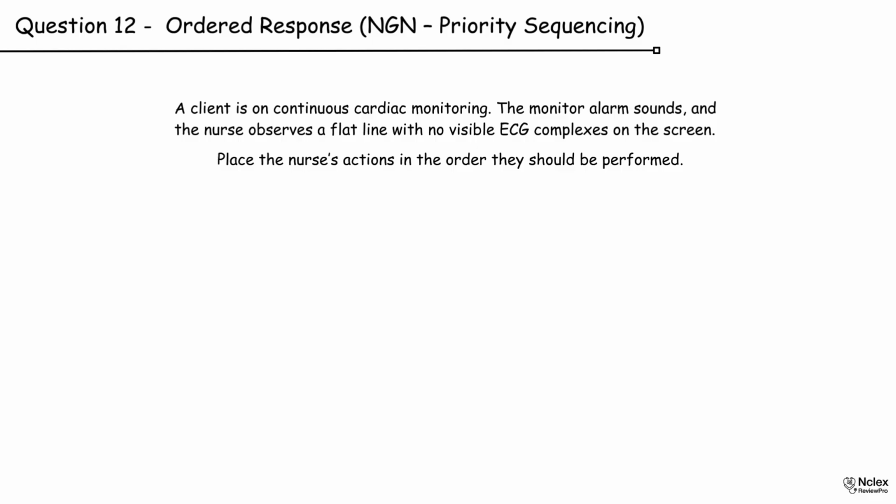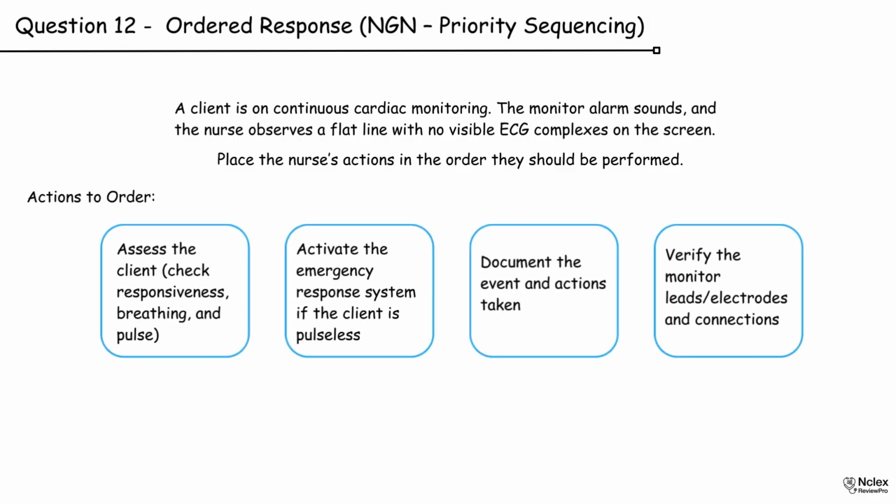Now, place the nurse's actions in the correct order. Here are the actions. Assess the client by checking responsiveness, breathing, and pulse. Activate the emergency response system if the client is pulseless. Document the event and actions taken. Verify the monitor leads, electrodes, and connections.